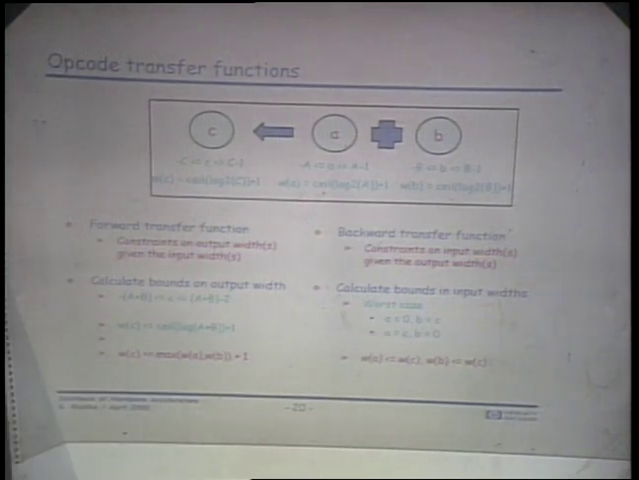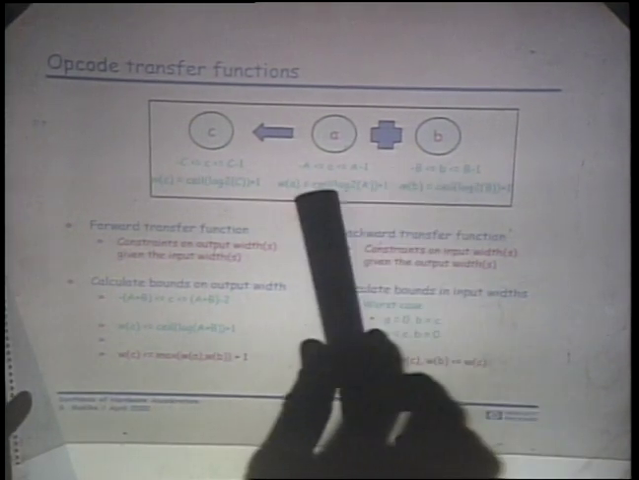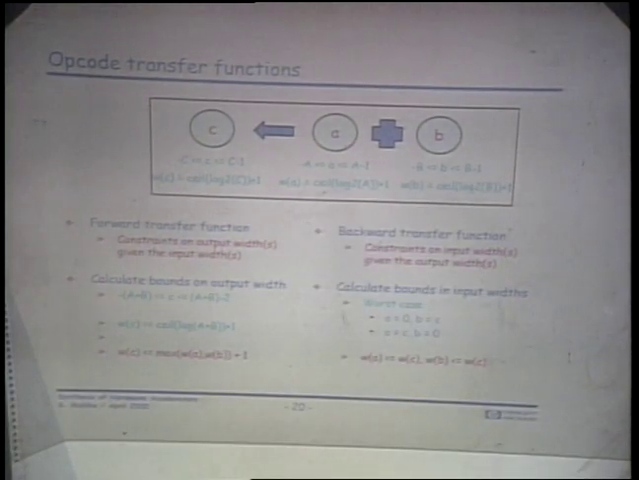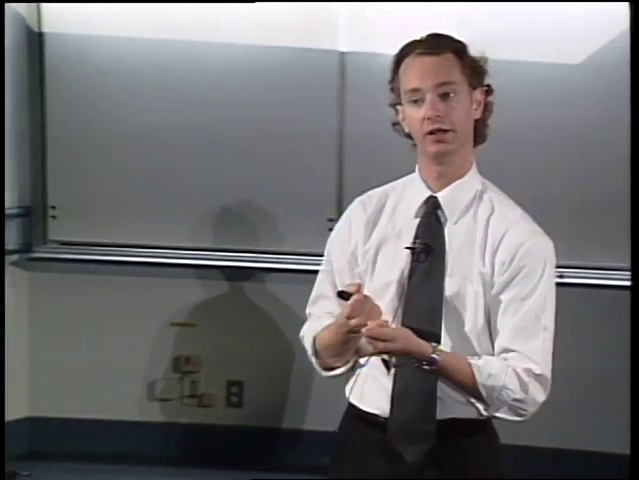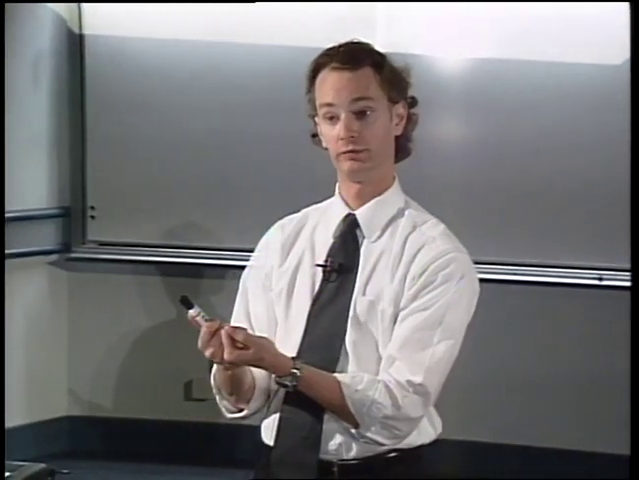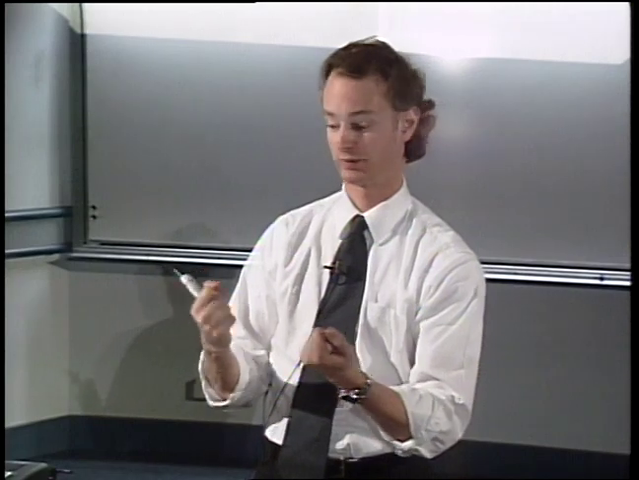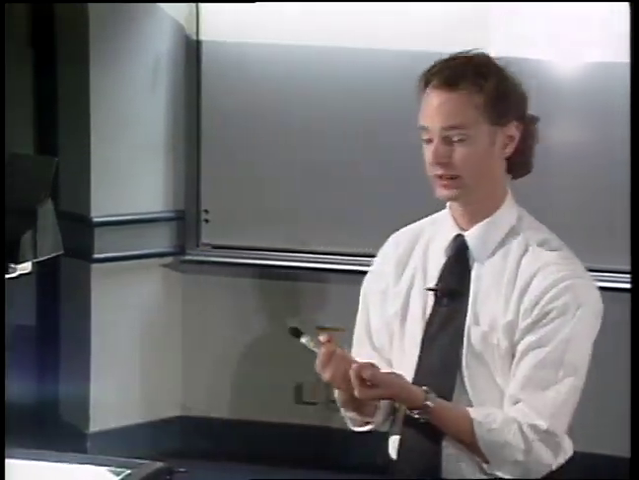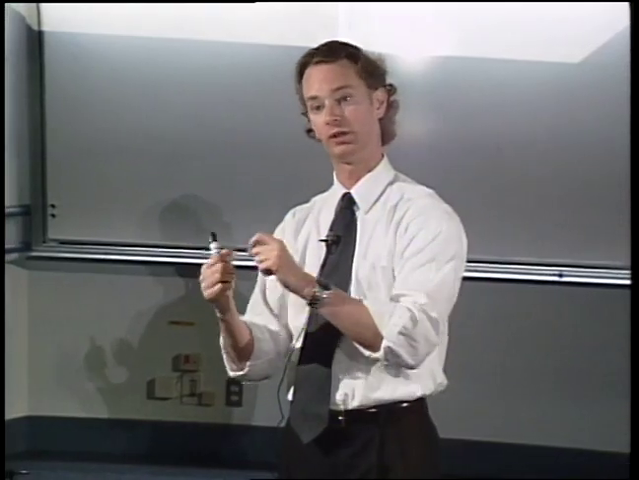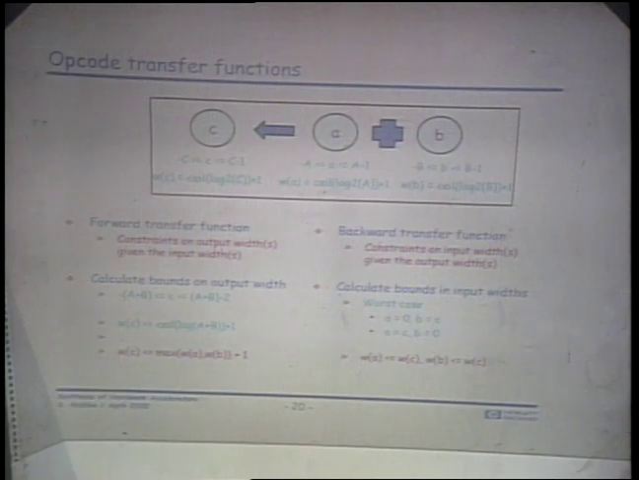The forward transfer function is trying to say: given that I know information about A and B, what can I say about C? Essentially you have to do a worst-case analysis. The worst case is that I add either the two most negative numbers together or the two biggest positive numbers together. That's what this line says: my worst case is either negative the quantity A plus B, or the quantity A plus B minus 2. These are the two extremes. Now if you express this range in 2's complement, it's the ceiling of log 2 of the quantity A plus B, plus 1. That's how many bits in 2's complement are required to represent this range.